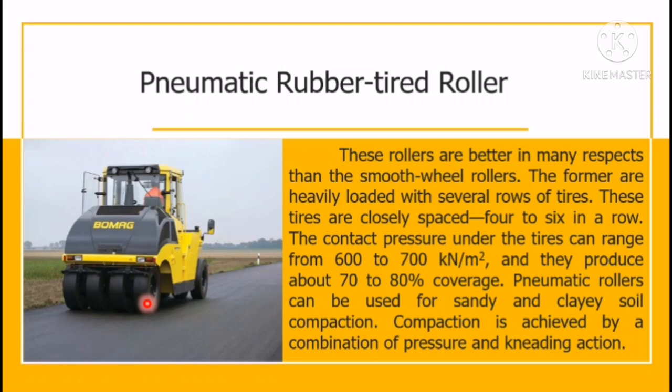The contact pressure under the tires can range from 600 to 700 kilonewton per meter squared or kilopascal, and they produce about 70 to 80% coverage. Pneumatic rollers can be used for sandy and clay soil compaction. Compaction is achieved by a combination of pressure and kneading action.